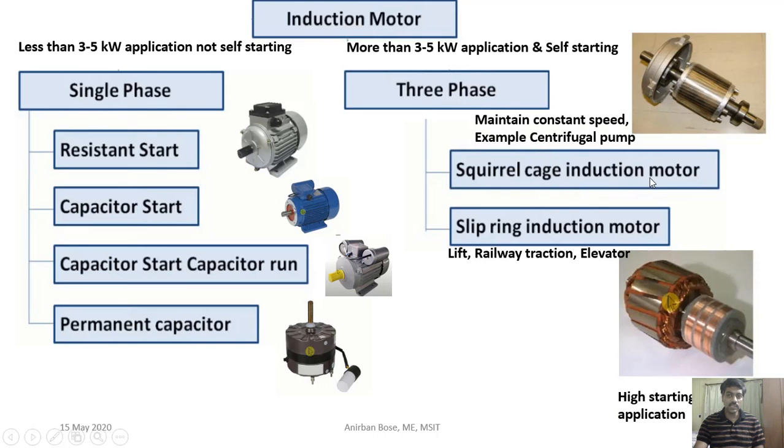Whereas squirrel cage induction motors, they maintain a constant speed, and that is why they are suitable for a centrifugal pump, maybe a large centrifugal pump. Three phase squirrel cage induction motors are common.